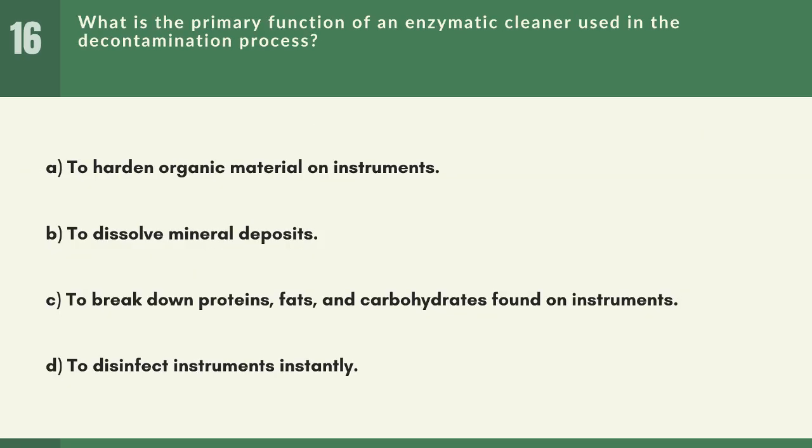Question 16. What is the primary function of an enzymatic cleaner used in the decontamination process? A. To harden organic material on instruments. B. To dissolve mineral deposits. C. To break down proteins, fats, and carbohydrates found on instruments. D. To disinfect instruments instantly.